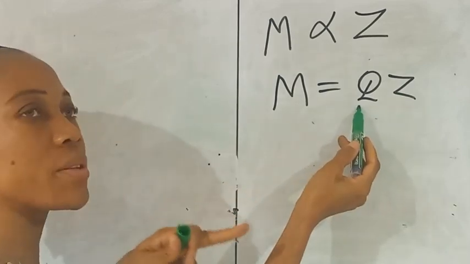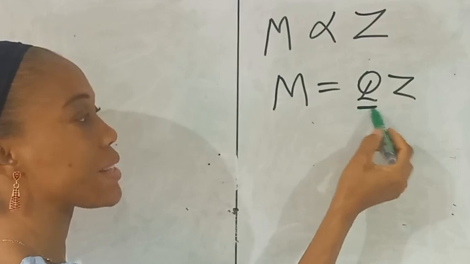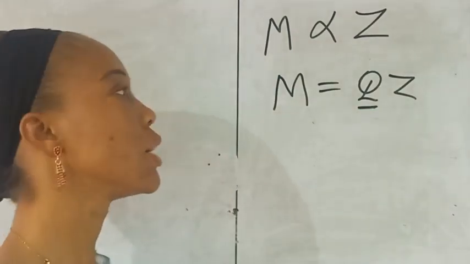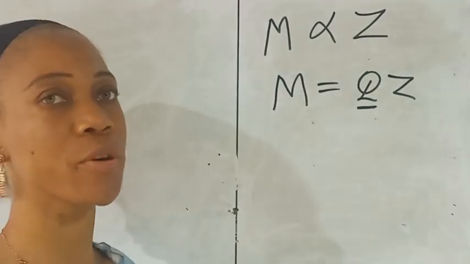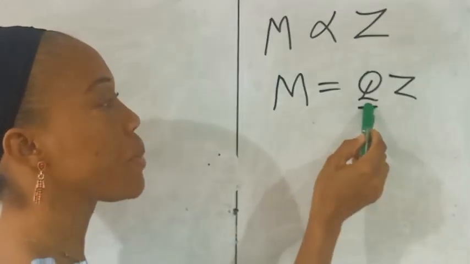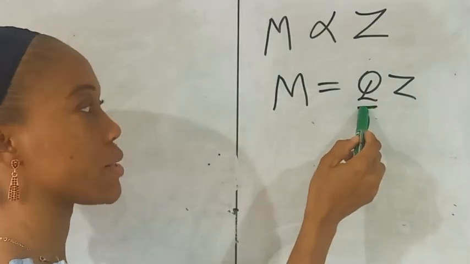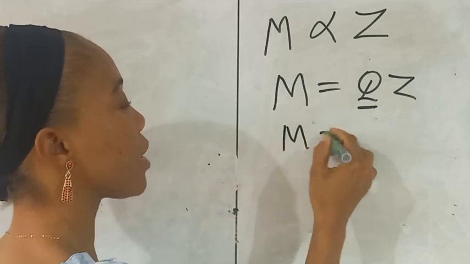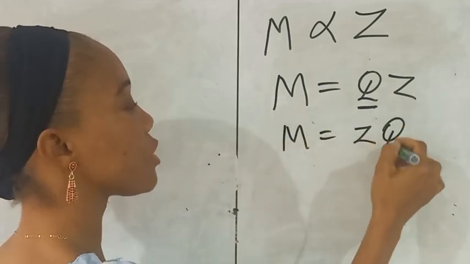By the same quantity of electricity, which shows that Q must be constant. Remember that in the first one, M is directly proportional to Q. But this time around, it has to be the same quantity of current. This is our constant now. So M is equal to ZQ.